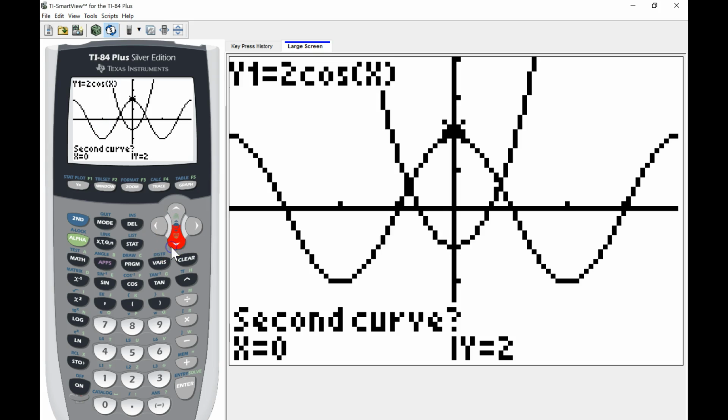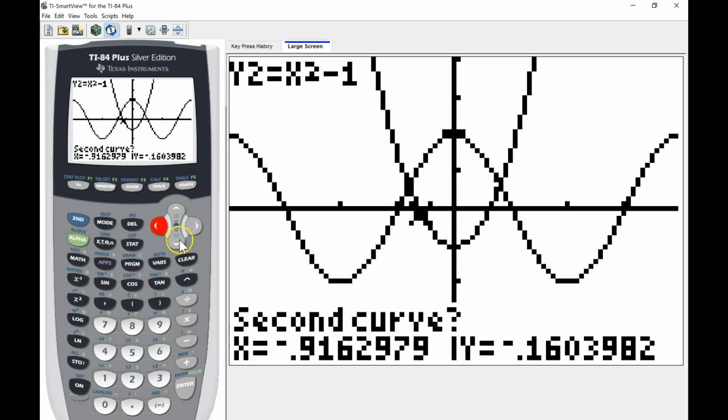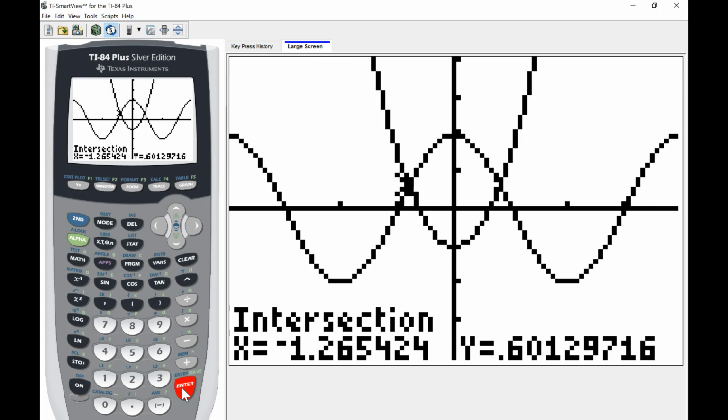Now, before pressing enter, decide which point you want to find first. I want to find the left point first. So, sorry, this is the second curve. I press the left arrow button and take it closer to that point so it knows where to look. Because if you put it right in the middle, it might get confused about which side to look in. So press enter. You want me to guess? Sure. There it is, the intersection. Okay?